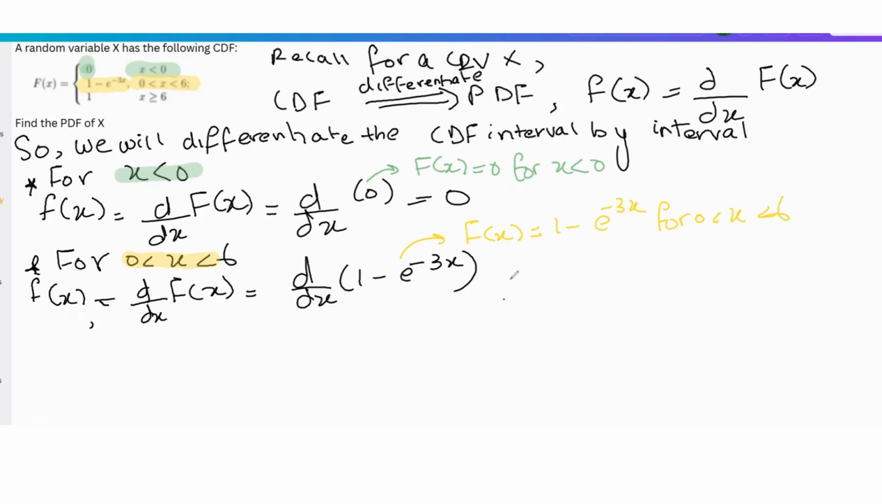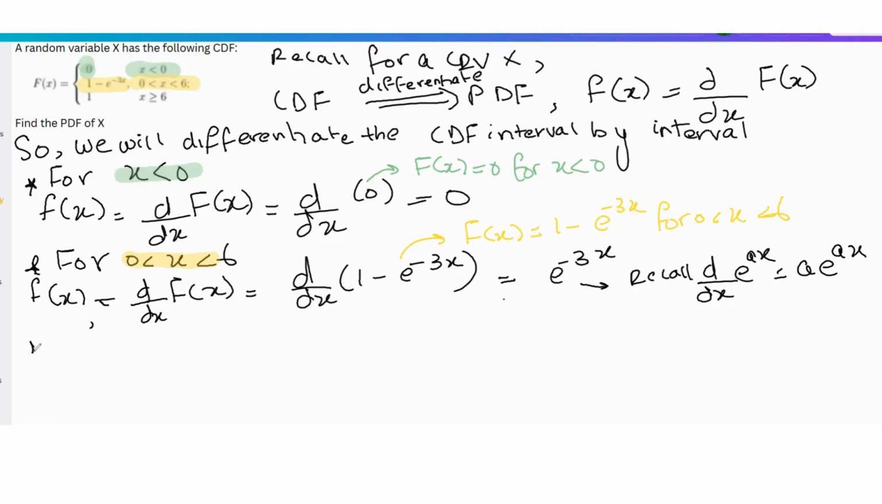If you want to find the derivative of this, it's going to turn out to be e to the minus 3x. Why? Because let's recall quickly, the derivative of e to the power ax is a times e to the ax. So for e to the minus 3x, the derivative is minus 3 times e to the minus 3x. And here we already have a minus, so minus minus becomes plus.